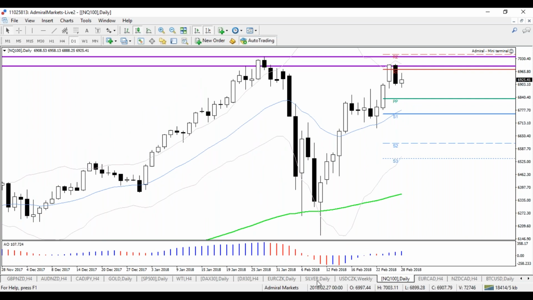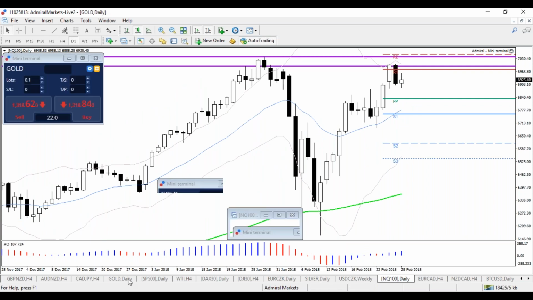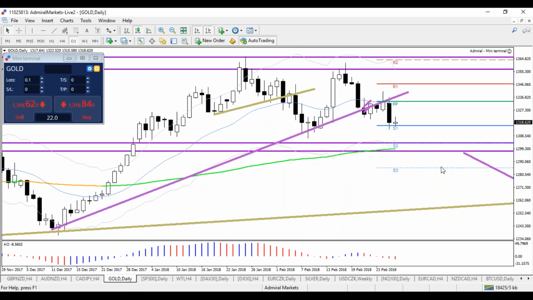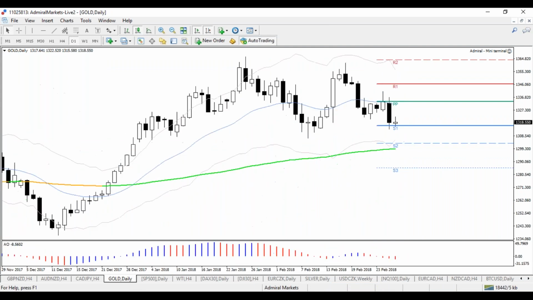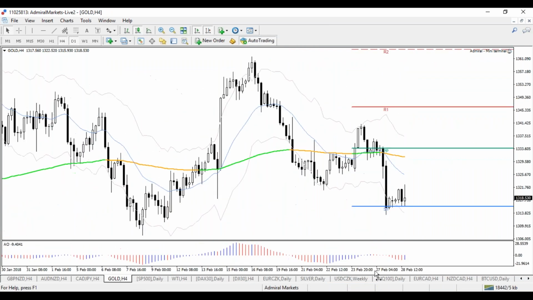And gold, good bearish candle yesterday, good breakout candle. Let's renew this template. Looks like a bear flag indeed.